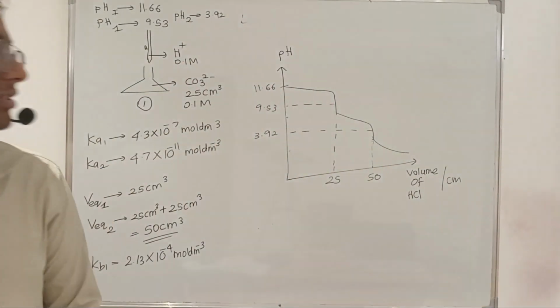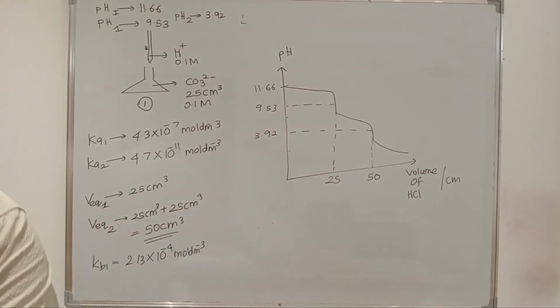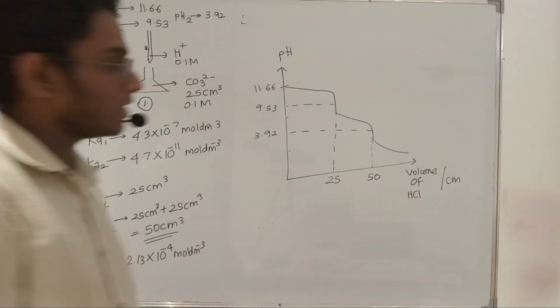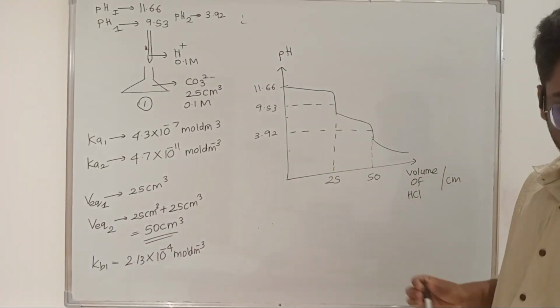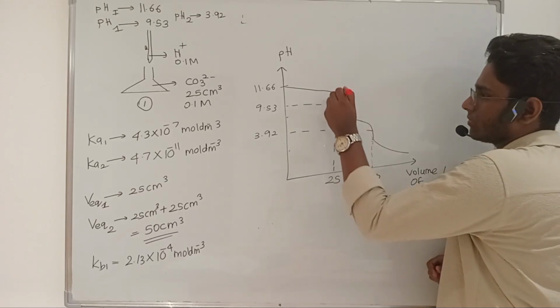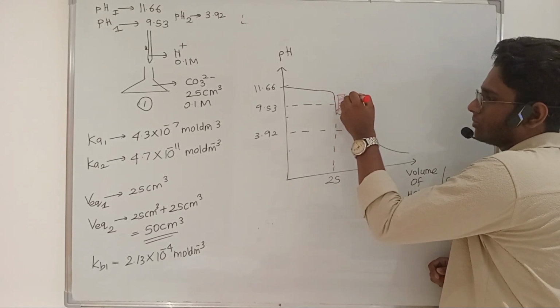I taught you, right? So at the first equivalence point, what is happening? Carbonate is converting to bicarbonate, right? So what is the indicator you can use? Phenolphthalein, right? You have to use the indicator phenolphthalein.